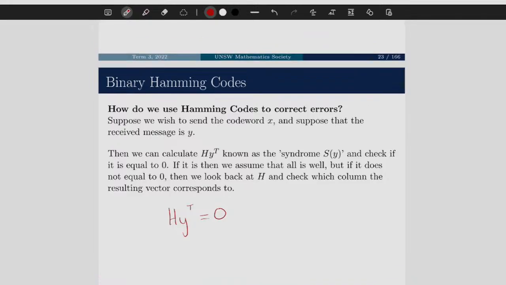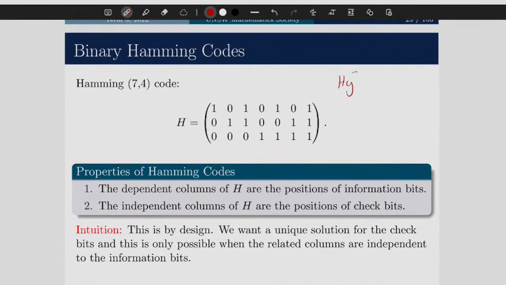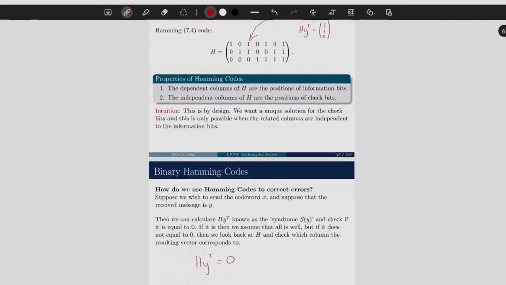So let's say for the Hamming 7-4 code, if I did HY transpose, and instead of getting the 0 vector, I get 110, then we would say, okay, 110 corresponds with the third column, so our third bit is wrong. We're just checking the comparisons with the columns, right? And we'll go through an example of that.